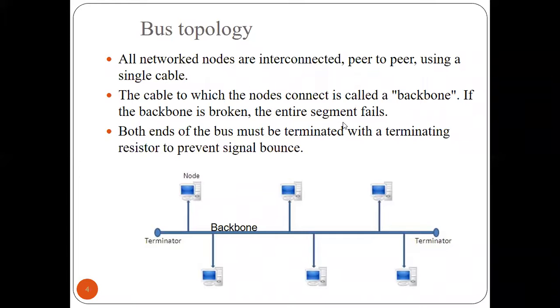If the backbone is broken, the entire segment fails. This is the disadvantage of your bus topology. If your backbone is broken, all the entire segments fail, and there is no communication between your nodes. Both ends of the bus must be terminated with a terminating resistor to prevent signal bounce. So terminators are used, working as a resistor to prevent your signal bounce.